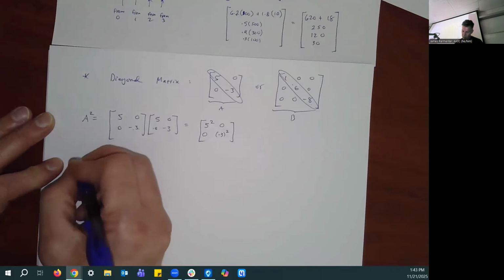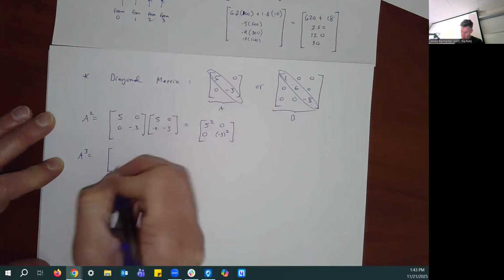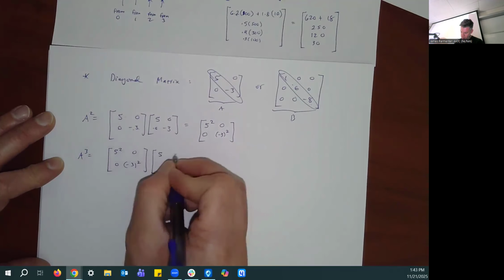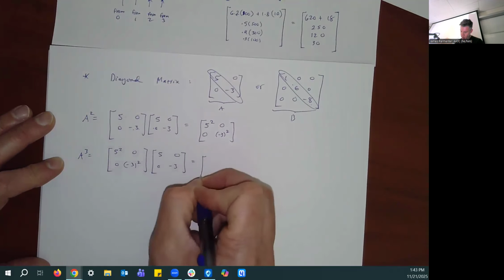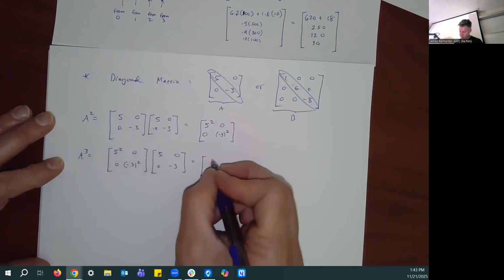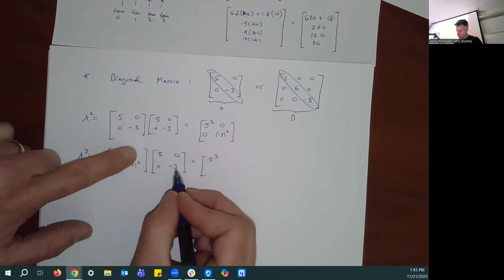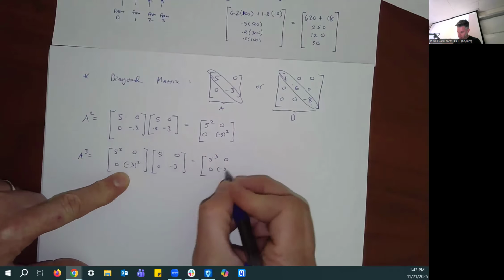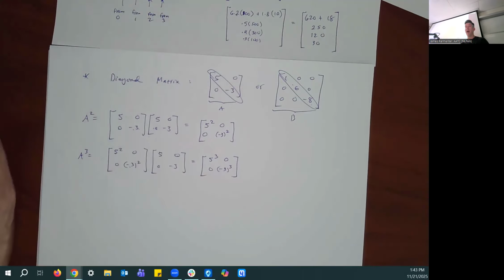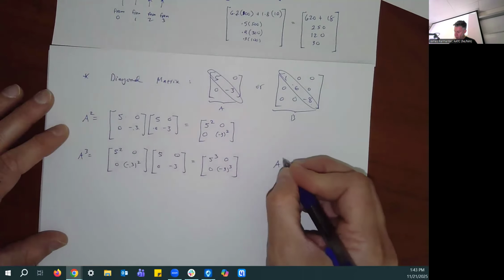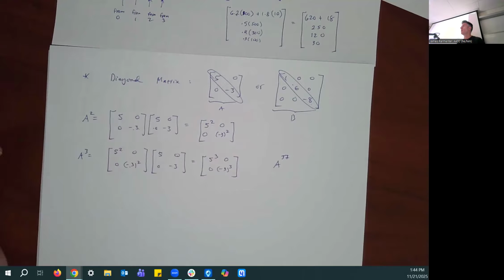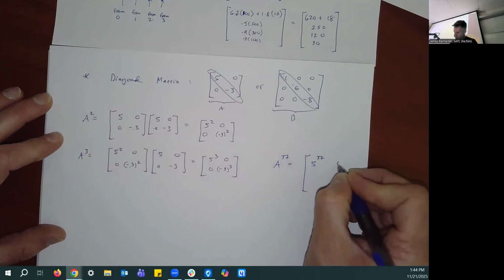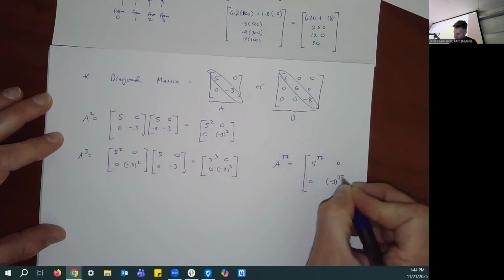If I said A to the third, it's going to be that matrix, A squared, multiplied by another copy of A. And look what we get. We get 5 squared times 5 plus 0 times 0, which is 5 to the third. And 0 plus 0 is 0, and 0 plus 0 is 0, and -3 squared times -3 is -3 cubed. And so it shouldn't be surprising that if I asked you to find A to the 37th power, you wouldn't do this 37 times. You would say, hey, I see the pattern. That's going to be 5 to the 37th power, 0, 0, -3 to the 37th power.